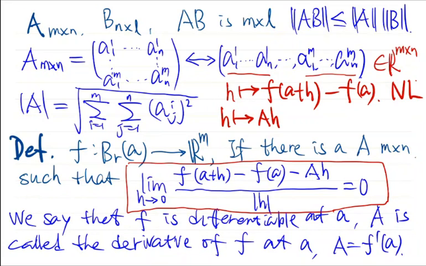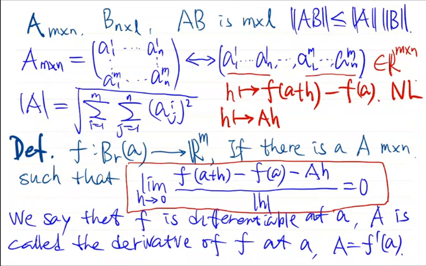If a nonlinear map can be approximated in this way by a linear map, we say that the nonlinear map is differentiable at the point. Since Ah is a very good approximation for the difference of F, it is reasonable to expect that we can draw many important conclusions about our map F from the matrix A. So we will study this later.